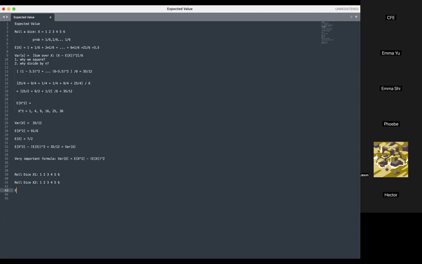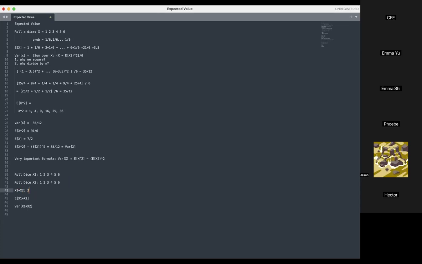Now I want you to calculate two things. What is the expected value of the sum of these two dice? And then what is the variance of this sum? I want you to calculate these two things. This one is easy, and this one you may need a bit of thought. When you are not sure, try to see how we calculate variance here. Think about what x1 plus x2 could be.